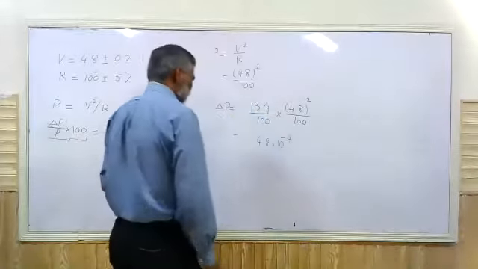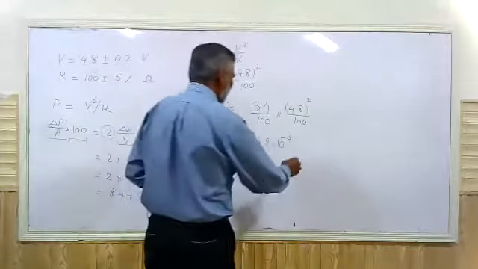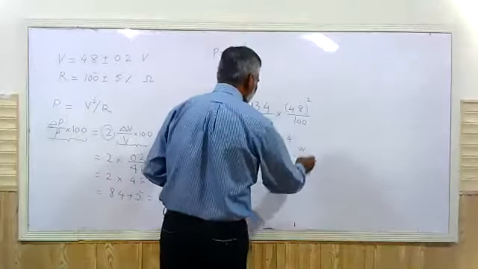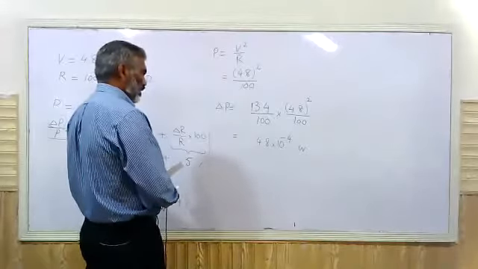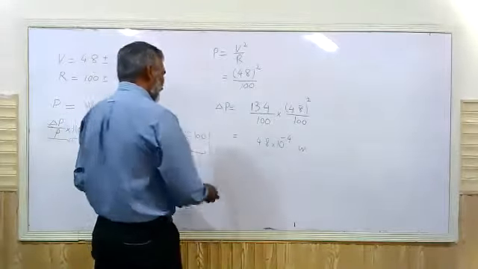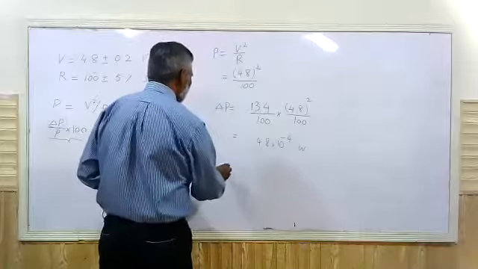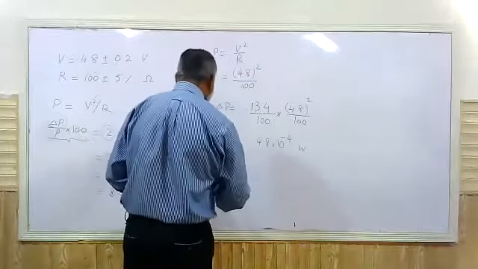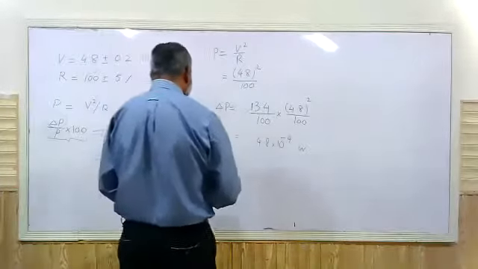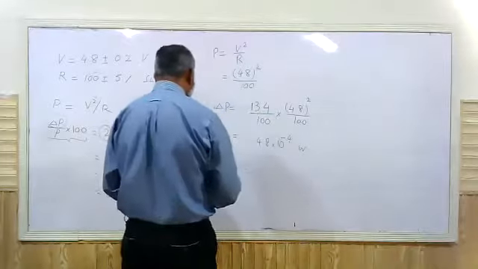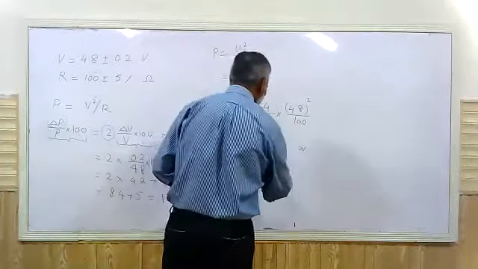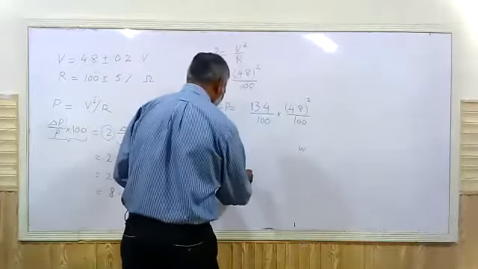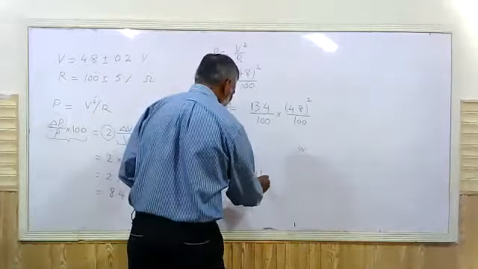Suppose this is in watts, delta P, and the value of P, let's say it comes out to be something like, sorry, this is the value of P, 4.8 into 10 raised power minus 4.